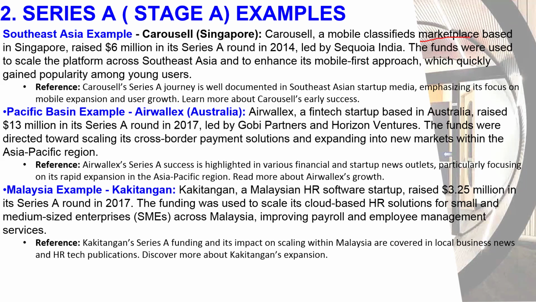In Australia, we have Airwallex. Airwallex is a fintech startup based in Australia, raised 13 million in its Series A around 2017, led by Gopi Partners and Horizon Ventures. The funds were directed towards scaling.